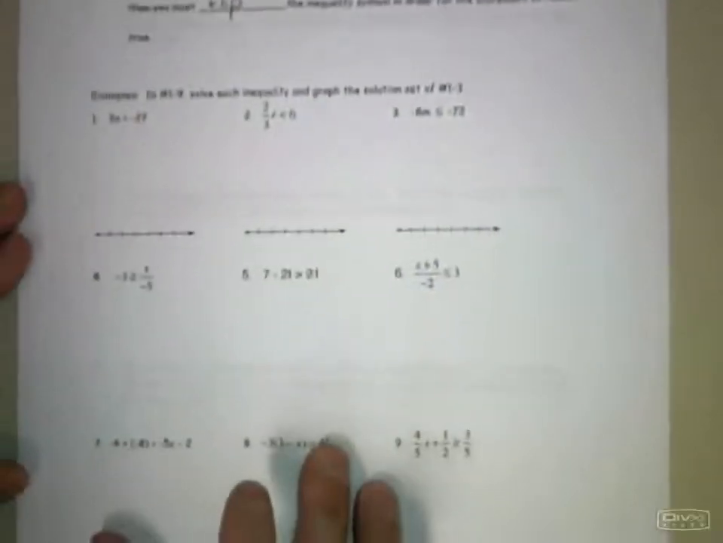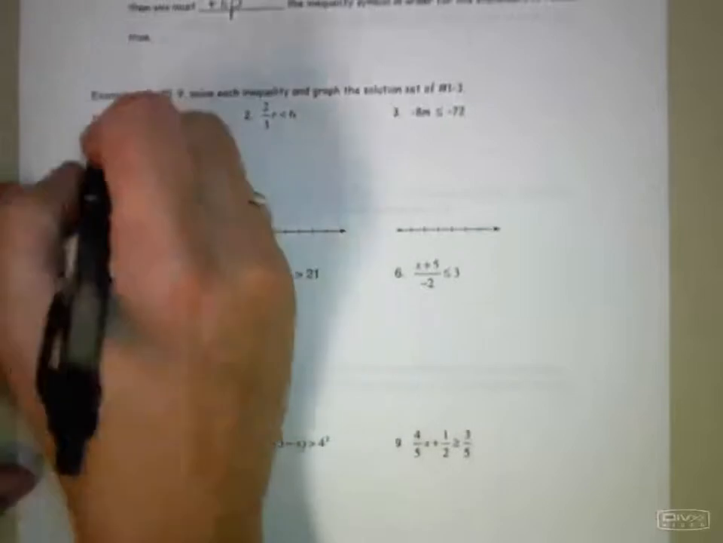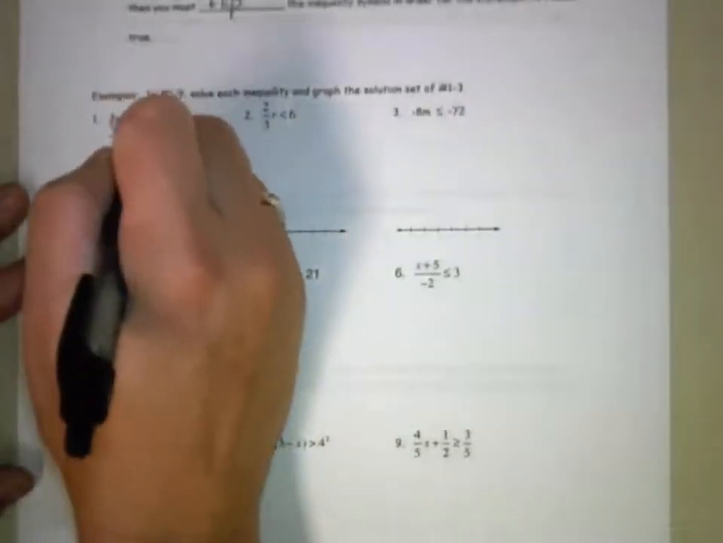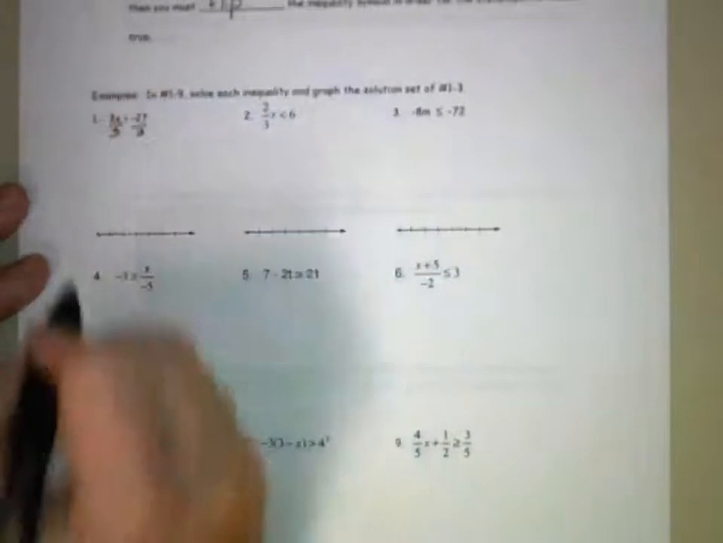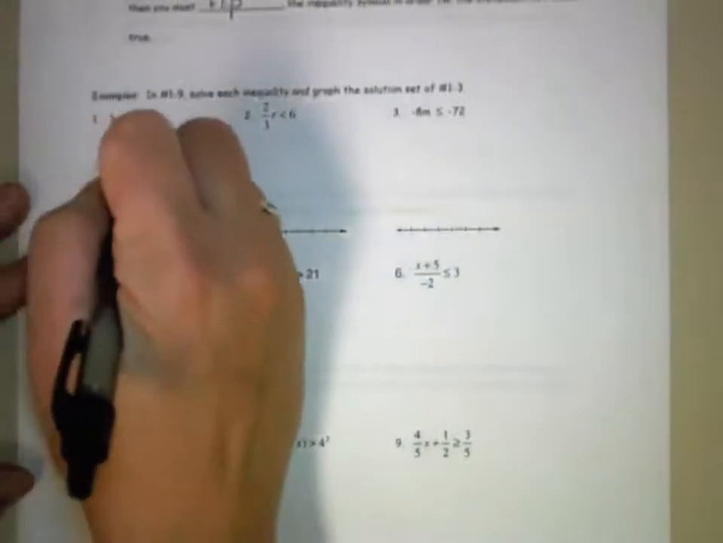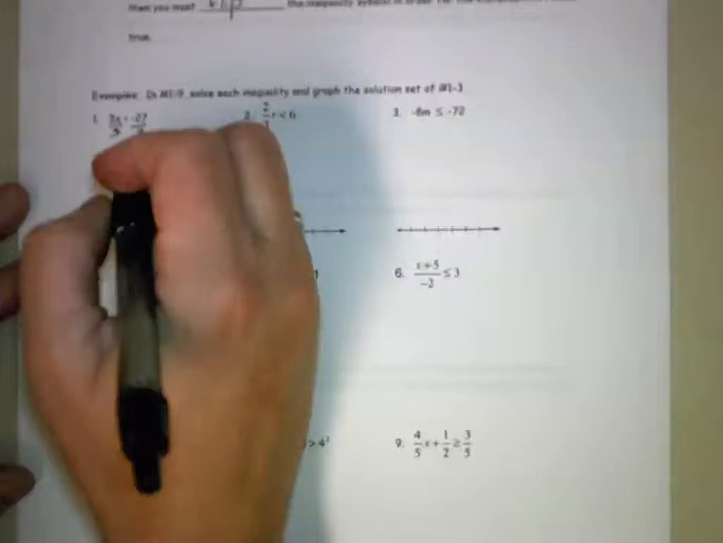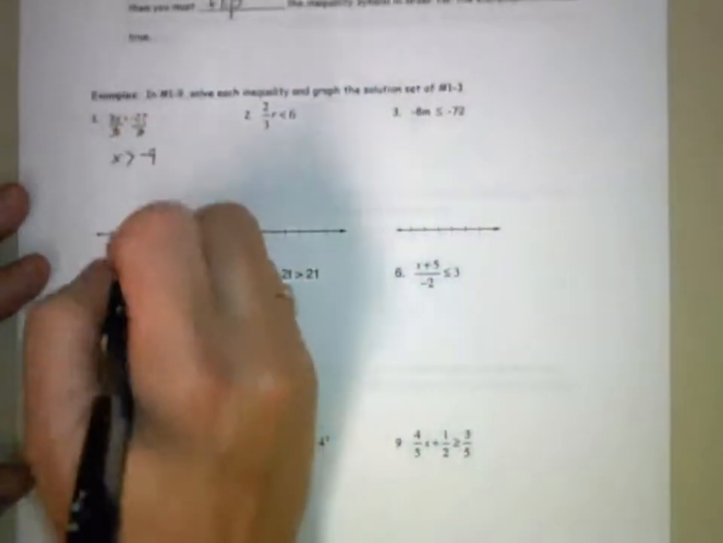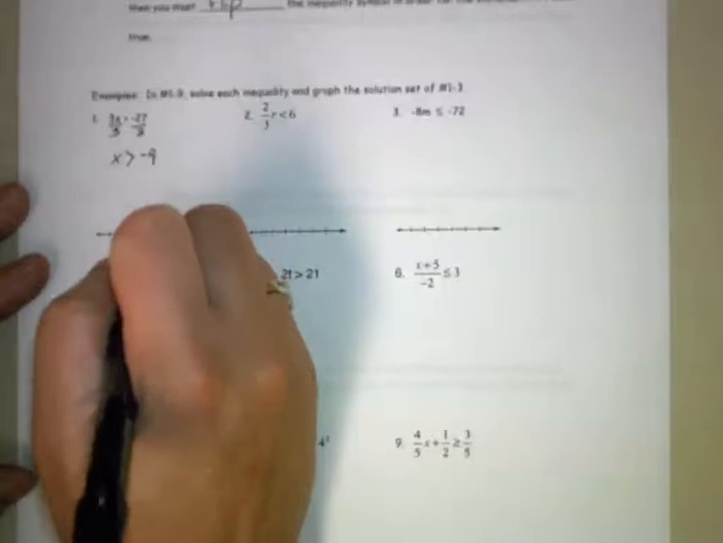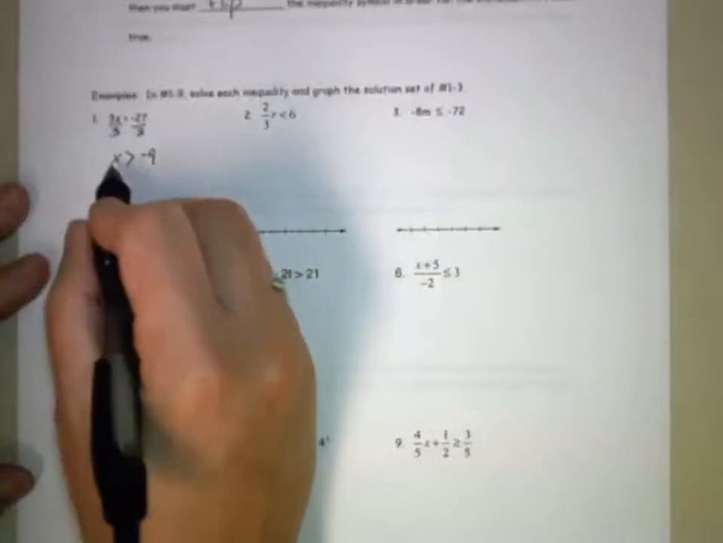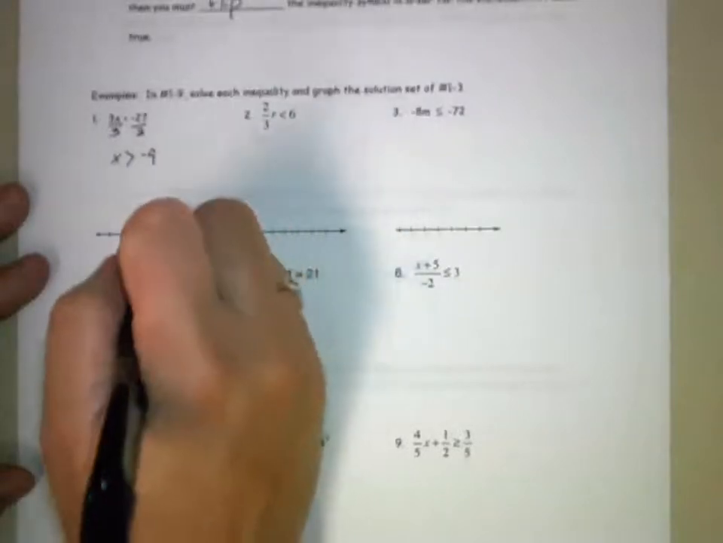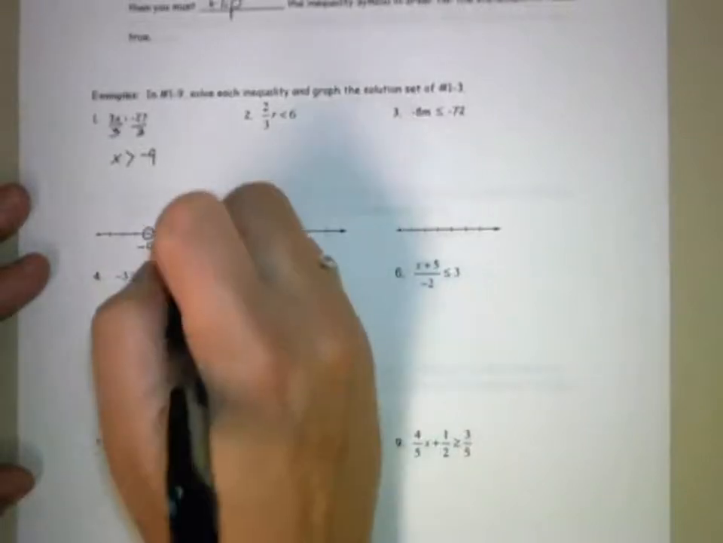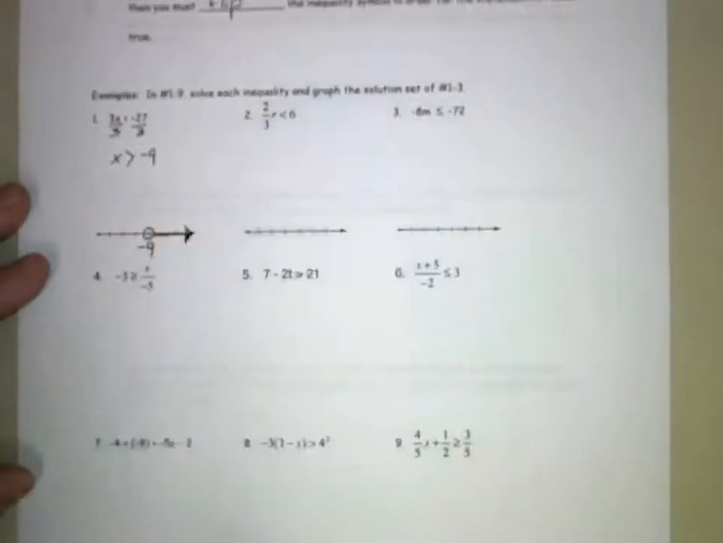In example 1, you're just dividing by a 3. There is a negative, but it's not on the number you're dividing by. So we just do negative 27 divided by 3, which is negative 9. We're going to have an open circle on a negative 9, and this says x is greater than negative 9, so it's everything in that direction, colored in.